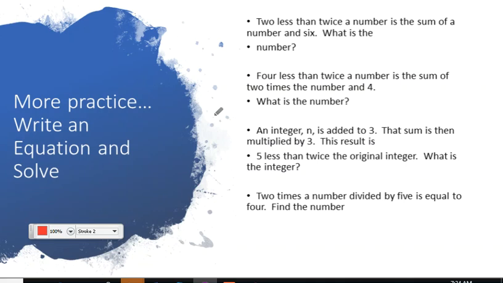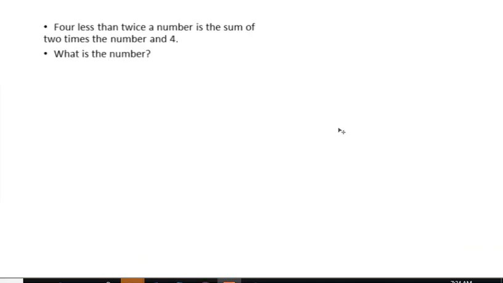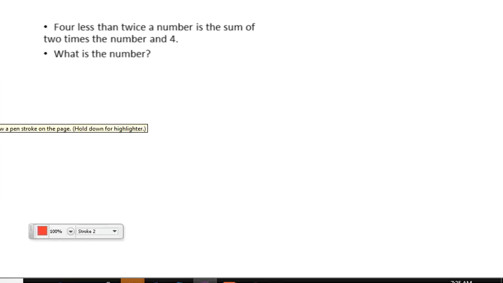Okay, let's look at the next one. We have 4 less than twice a number is the sum of 2 times the number and 4. We have that less than word again, right? So we know that we have to pay careful attention as we write our problem. So 4 less than twice a number.